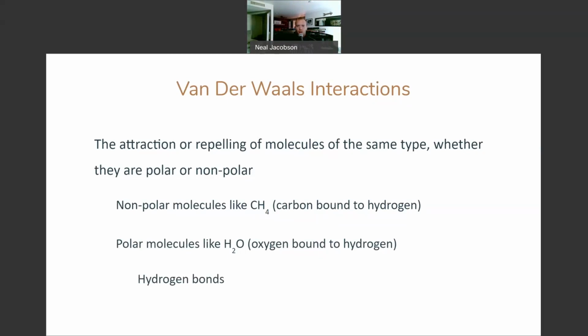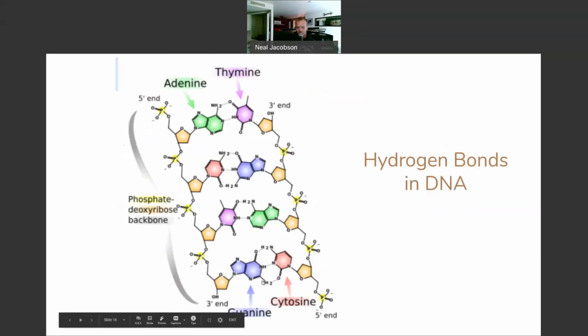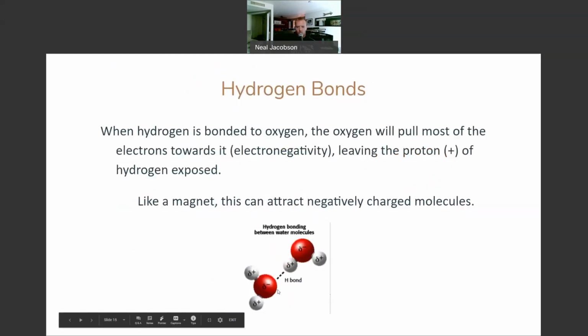Okay. So a hydrogen bond is this. When you have hydrogen bonded to an oxygen, the oxygen pulls most of the electrons towards it. And that leaves the proton out there in solution exposed. So it's like a magnet, and it can attract negatively charged molecules. But it can also attract another water molecule. So the positive end of one water molecule is attracted to the negative end of another water molecule.